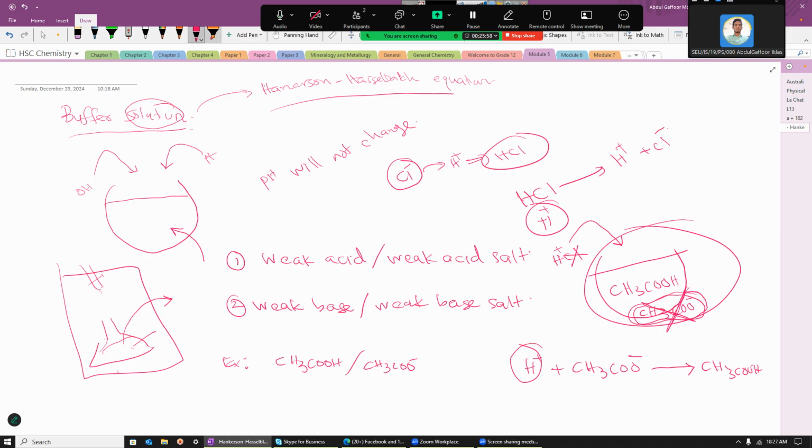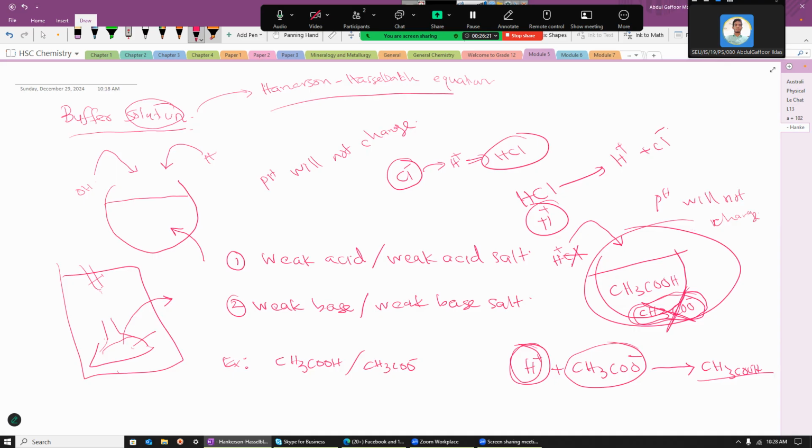Because we have nothing to combine with this H plus to eliminate it, right? But here the H plus has been eliminated by the CH3COO minus salt to form CH3COOH. So the pH will not change. Okay, do you understand?